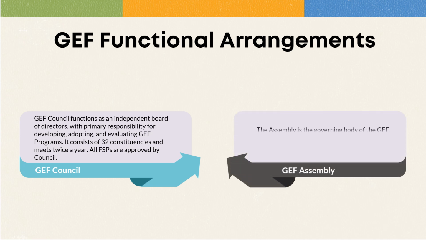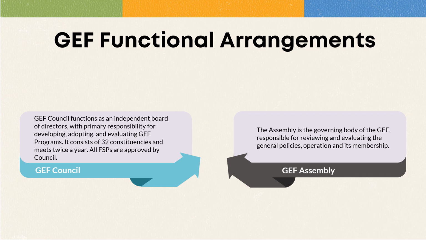Assembly. The GEF Assembly is the governing body of the GEF, in which representatives from all member countries participate. It meets every 4 years to review general policies, the operation of the GEF, and its membership, and to consider amendments to the instrument for the establishment of the restructured GEF. Secretariat. The GEF Secretariat, based in Washington, D.C., is responsible for the operation of the GEF. It ensures that the decisions of the GEF Assembly and Council are implemented, coordinates the development of policies and procedures, provides overall guidance to the GEF agencies, and ensures that the GEF operates efficiently.